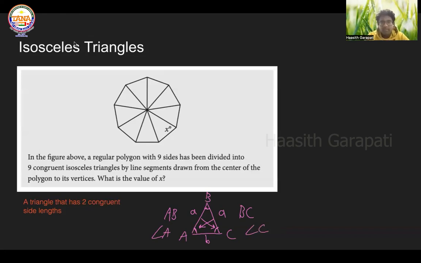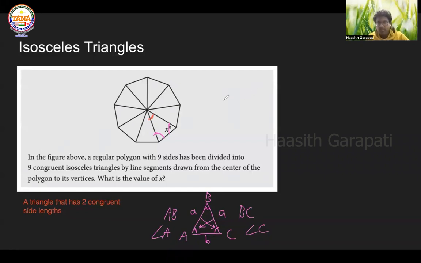Now, this is going to be helpful here because let's take a look at this. In the figure above, we have a regular polygon with 9 sides. It's been divided into 9 congruent isosceles triangles by line segments drawn from the center of the polygon to its vertices. What is the value of x? We have to find the value of x over here. If you notice here, this is a polygon, right? How are we supposed to find x? We don't know any other values, and we don't know the value of the other angle. So we need to try and find the value of the central angle that is not similar to the other angles up here. Maybe that'll help us.